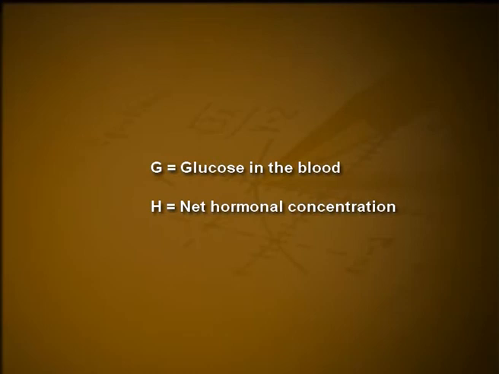It centers attention on two concentrations: that of glucose in the blood, labeled capital G, and that of the net hormonal concentration, labeled capital H. The latter is interpreted to represent the cumulative effect of all the pertinent hormones. Hormones such as insulin, which decrease blood glucose concentrations, are considered to increase H, while hormones such as cortisol, which increase blood glucose concentrations, are considered to decrease H.